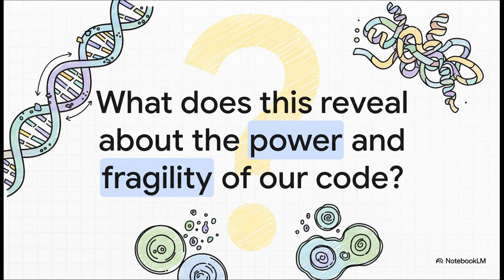And that leaves us with one last thing to think about. Our genetic code is this incredibly powerful, unbelievably complex blueprint, but at the same time, it's so fragile. Knowing that just one letter out of 3 billion can change a person's entire life, well, it really makes you stop and appreciate the incredible, delicate dance of biology that's happening inside all of us every single second.